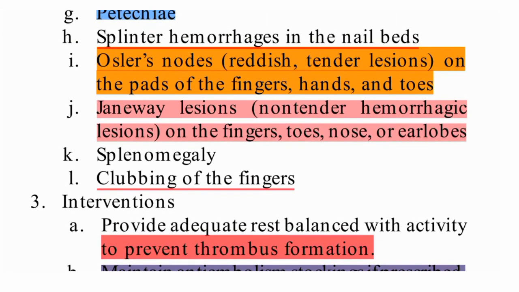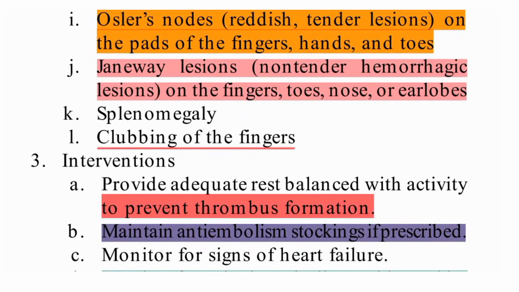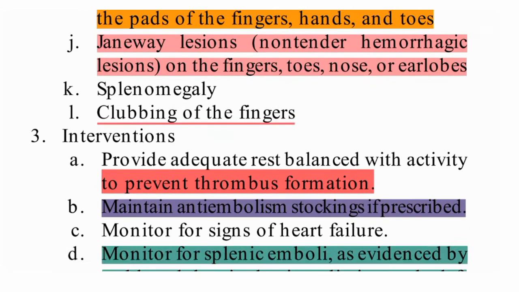And Janeway lesions are non-tender hemorrhagic lesions. Okay, so Janeway lesions are non-tender, whereas Osler nodes are tender lesions. It can also be seen on the fingers, toes, nose and ear lobes, and the patient may have splenomegaly, and clubbing of the fingers can also be seen.